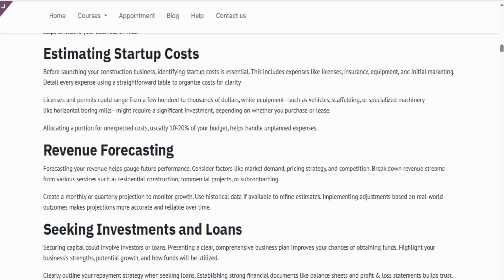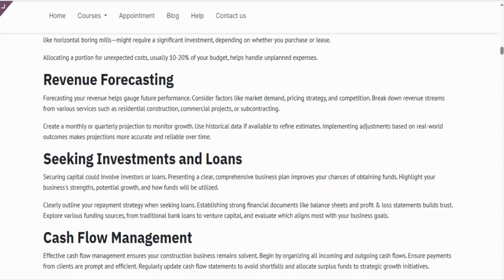Detail every expense using a straightforward table to organize costs for clarity. Licenses and permits could range from a few hundred to thousands of dollars, while equipment, such as vehicles, scaffolding, or specialized machinery like horizontal boring mills, might require a significant investment, depending on whether you purchase or lease. Allocating a portion for unexpected costs, usually 10 to 20% of your budget, helps handle unplanned expenses.